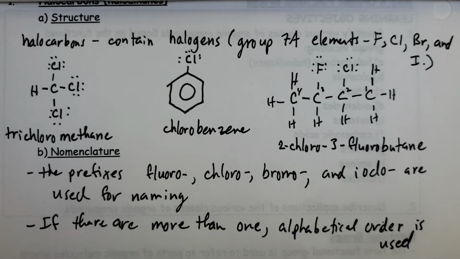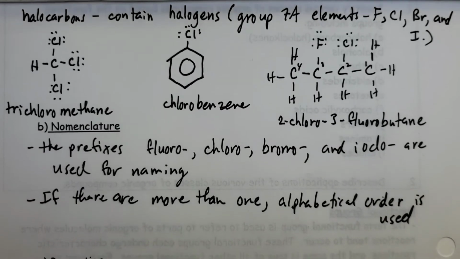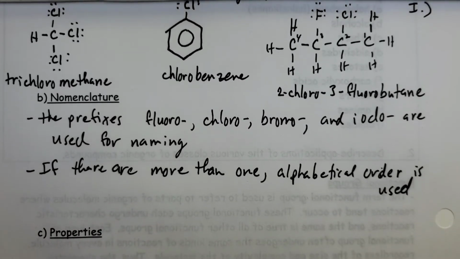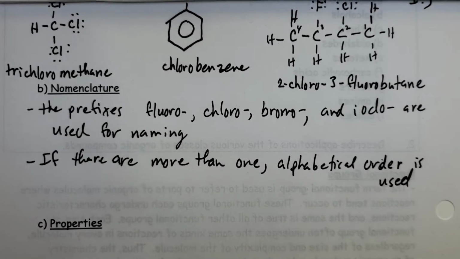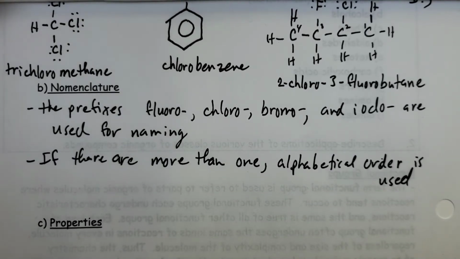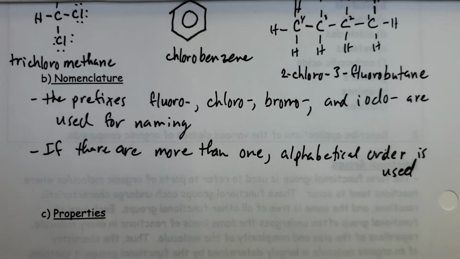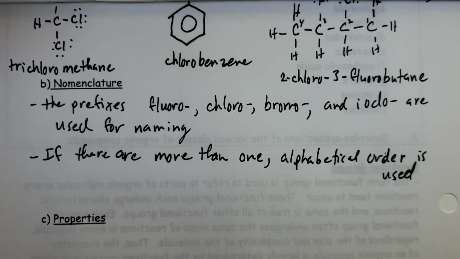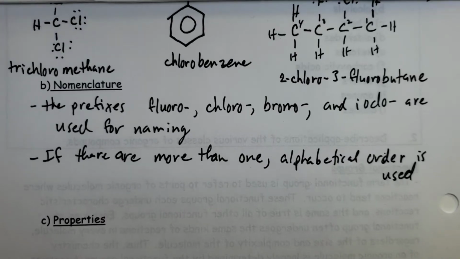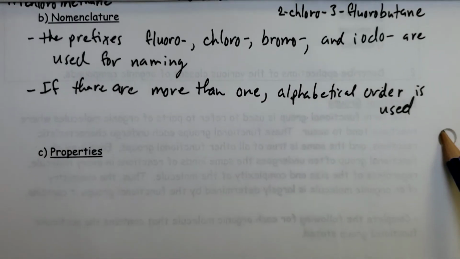All right, so those are some of the structures. So you can see regular alkanes with a halogen atom attached to it, 1 or more of them, of course. And of course, naming, we use the prefixes bromo, iodo, etc. for each type of different halogen.